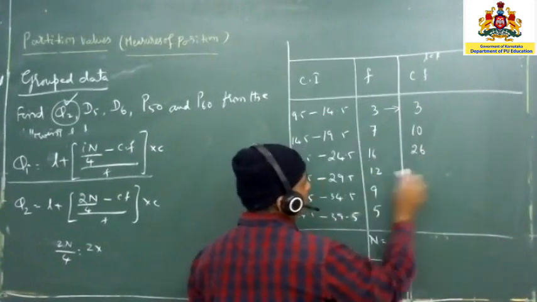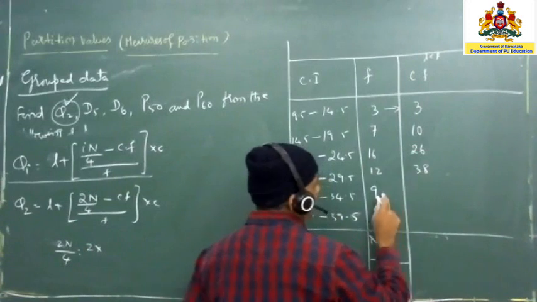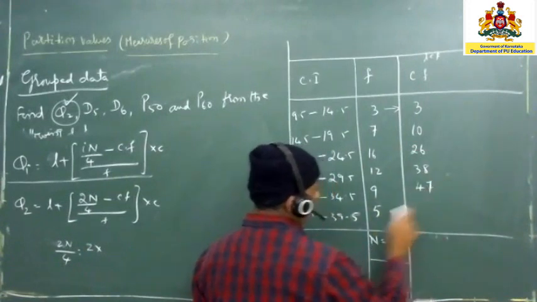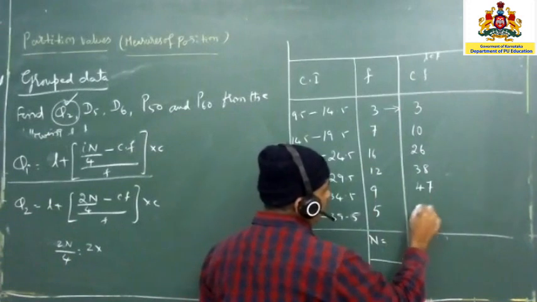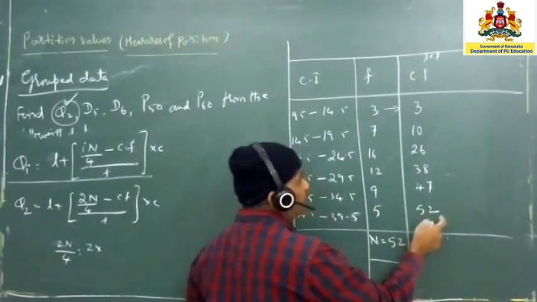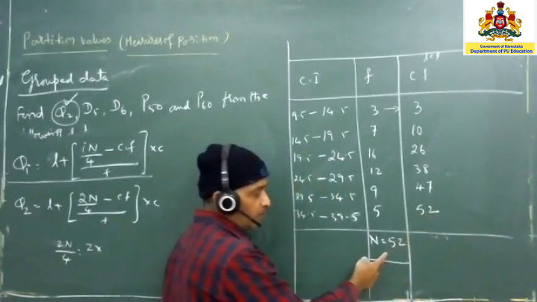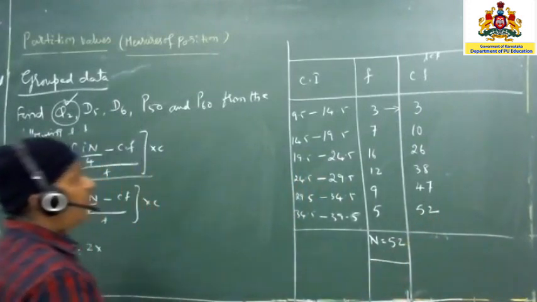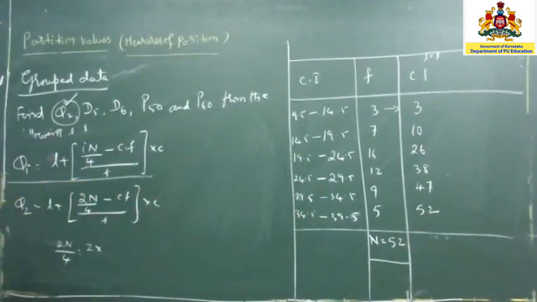26 plus 12 is 38. 38 plus this one, that is 40, is 47. So 47 plus 5 is 52. So your total will definitely be 52, because the last observation in the cumulative frequency must be equal to the total number of frequencies. Is that clear now?